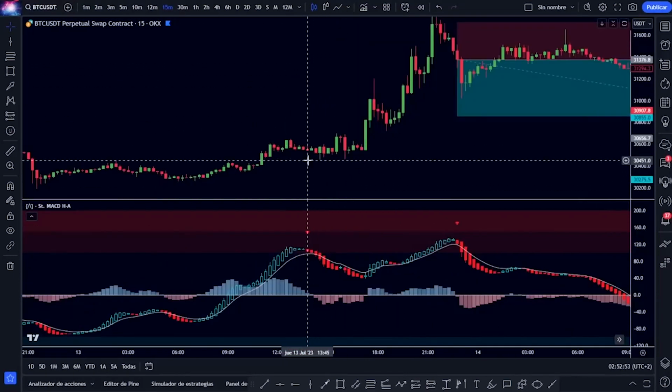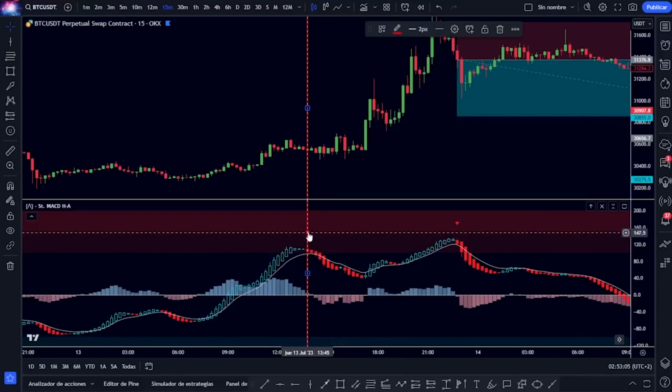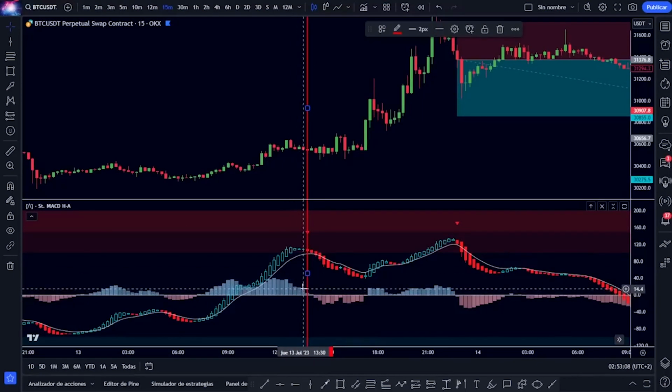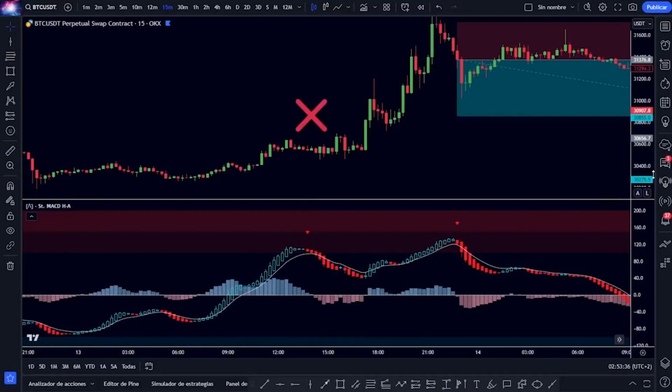But if we look at the one we failed before, we can see that when the MACD marks us that signal, the histogram is still in green. That is to say, contrary to the trend we are looking for, that would completely invalidate the possible operation. We would not take it.